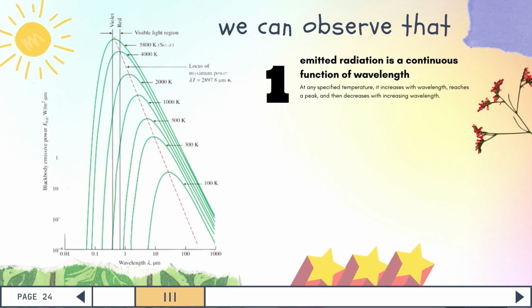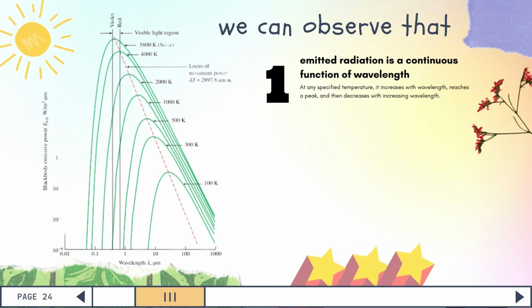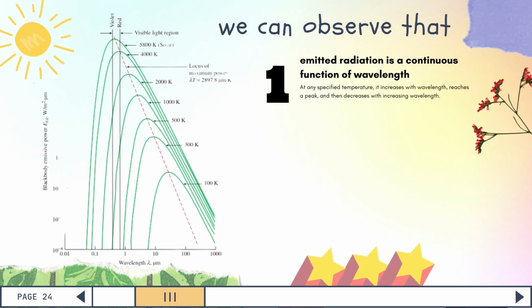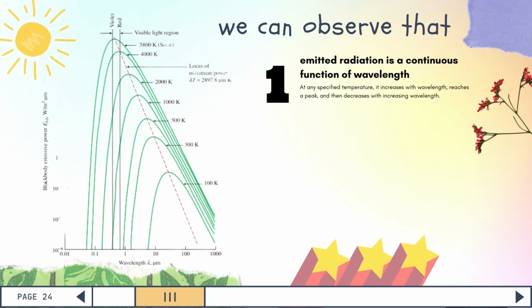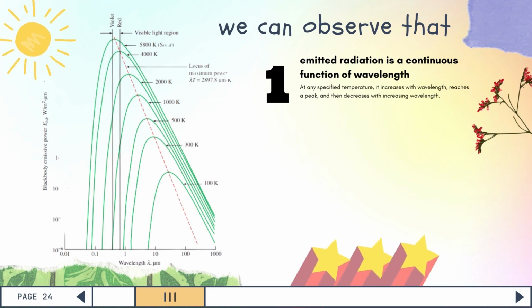For specified temperatures, the variation of the spectral blackbody emissive power with wavelength is depicted in the figure as an example. This graphic representation can be used to make several observations. First, an emitted radiation is a continuous function of wavelength. At any specified temperature, it increases with wavelength, reaches a peak, and then decreases with increasing wavelength.